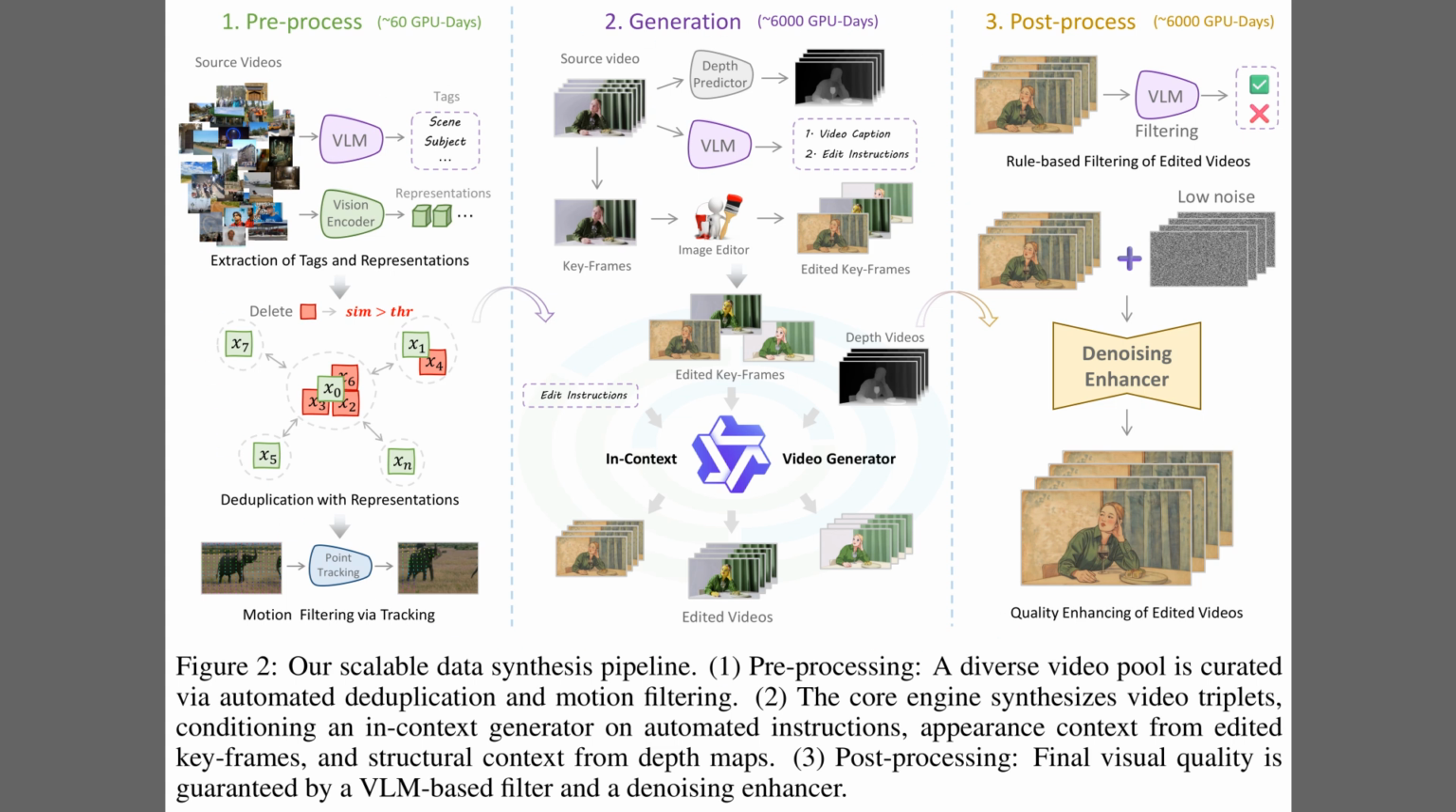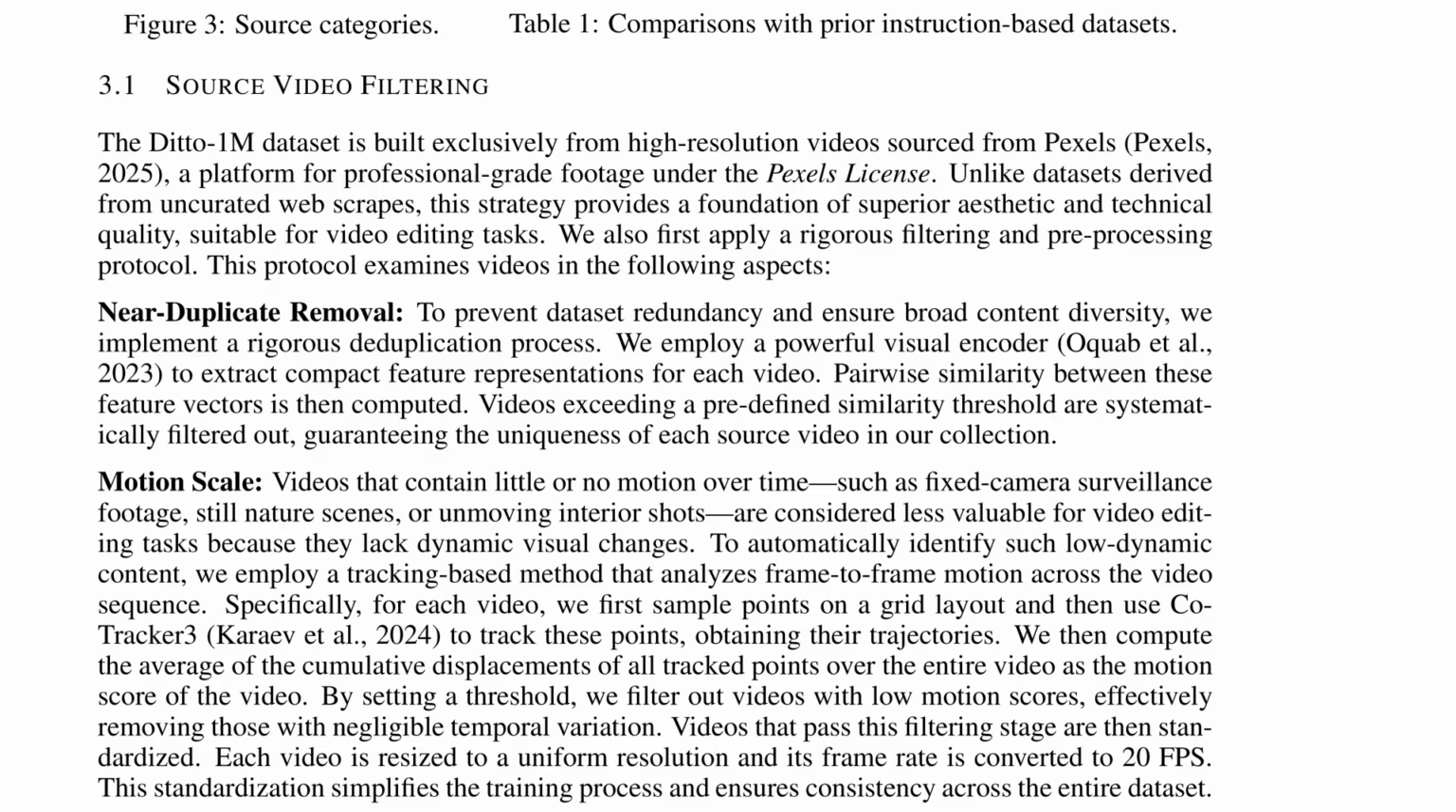Alright, Figure 2 explains how the team mass-produces training triplets while keeping edits consistent across time. The workflow has 3 stages that clean videos, generate edits, and enhance quality, so the system scales without losing fidelity. The center engine uses an in-context video generator, meaning a model that follows a reference edit and depth-based motion cues to synthesize the full clip. The left panel deduplicates sources and filters motion. The right panel runs a vision language model filter and a light denoiser to remove artifacts without changing content. So Figure 2 explained the pipeline.